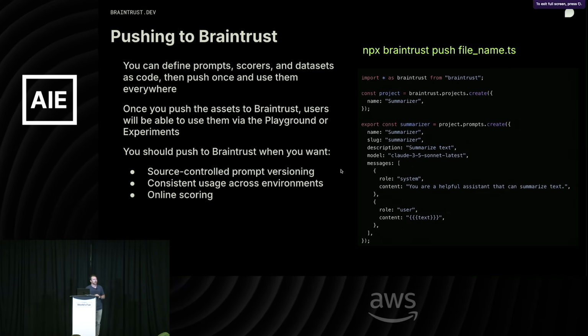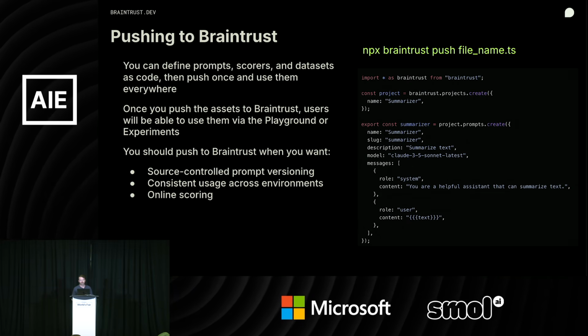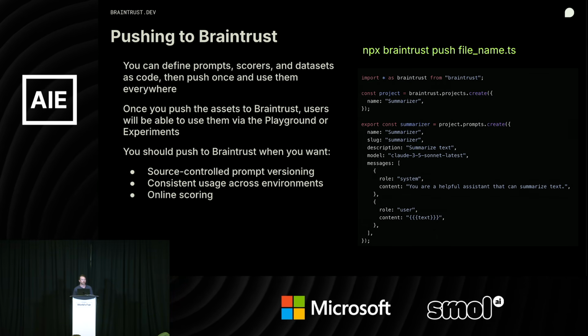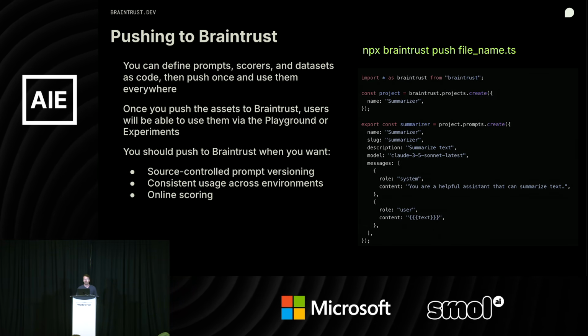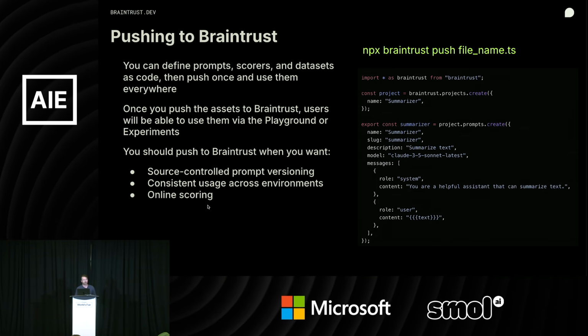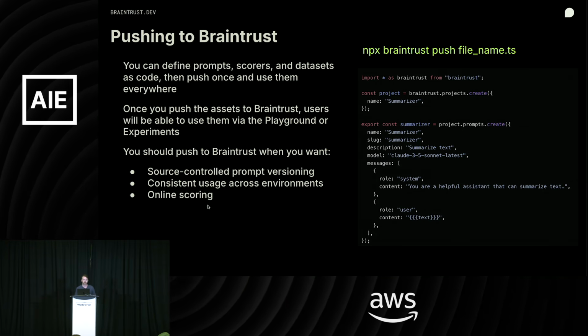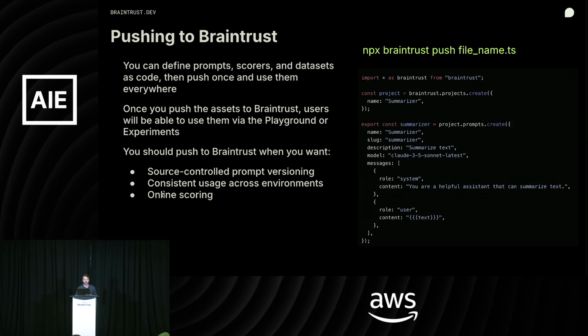Probably jumped ahead a little bit, but this is a recap of what I just showed you. Again, from your code, you create your prompts, your scores, your data sets. You can push them in there. Maybe just important to highlight why you would do this. You want to source control your prompts. The big one to call out here is the online scoring.